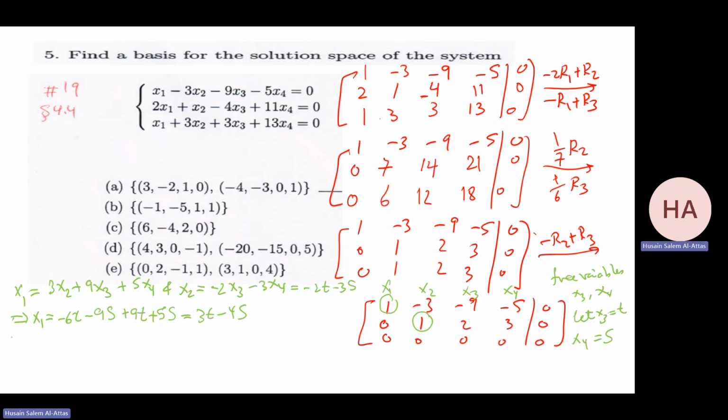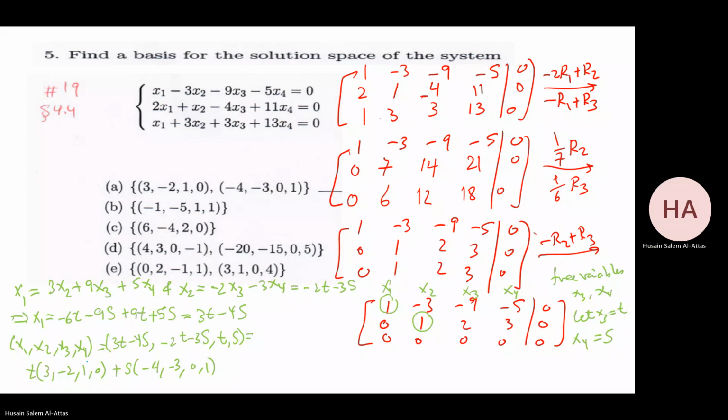So my solution, which is x1, x2, x3, x4, will be 3t minus 4s, x2 is minus 2t minus 3s, t and s. Now, take t common factor. What you'll have? 3, minus 2, 1, 0. Take s common factor: minus 4, minus 3, 0, 1. So this is V2. So I have a two-dimensional basis V1, V2, which is this: 3, minus 2, 1, 0, and minus 4, minus 3, 0, 1. Okay.